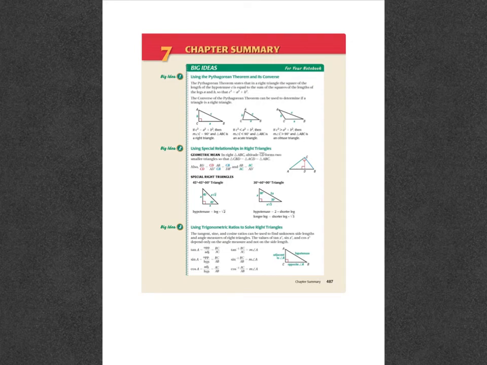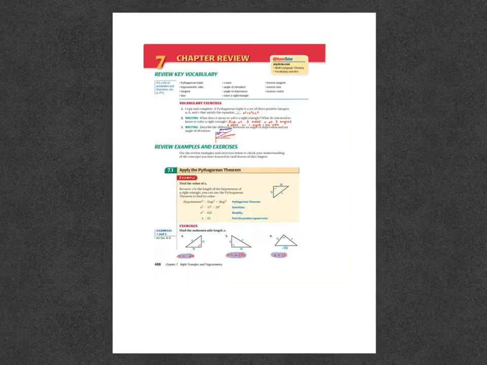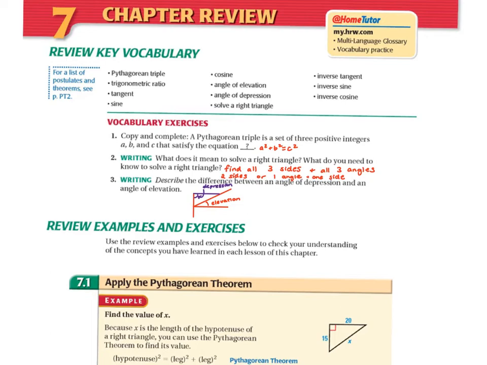All right, so this was the chapter review. Obviously, this is the big ideas. This is the concept stuff. And then I'll go section by section. The vocab questions at the beginning, you won't get a vocab question, you just need to understand those, right?